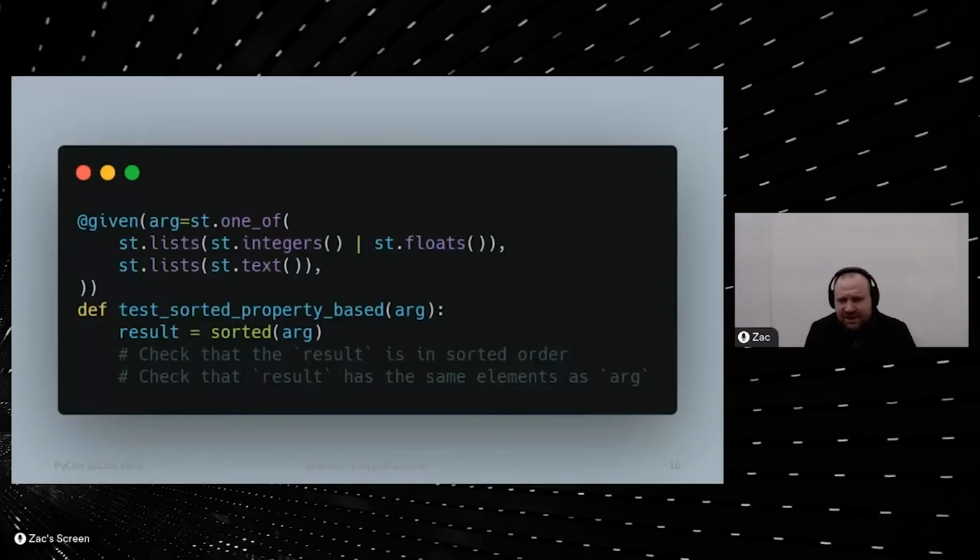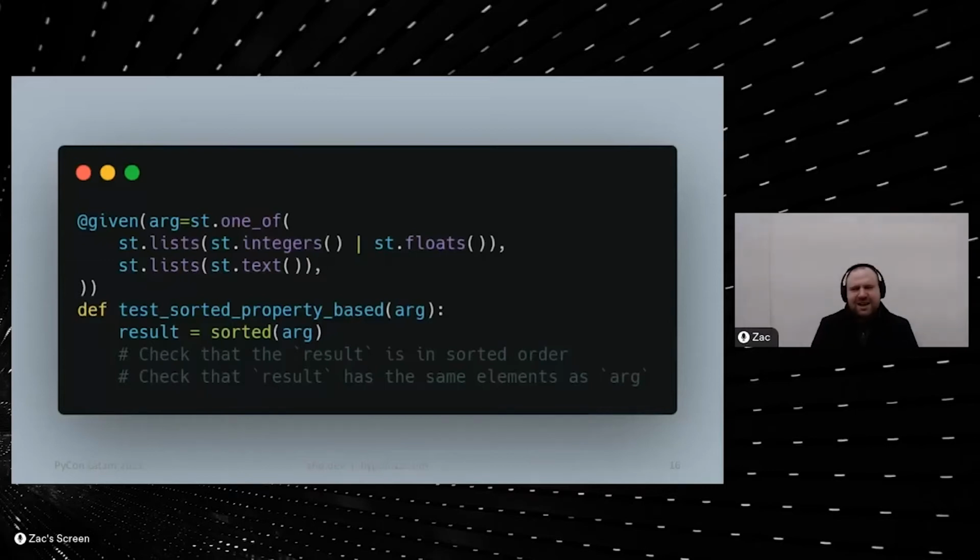So if we use the same test body with Hypothesis, we can say that given an argument which is either a list of a mixture of integers and floats of any length, or a list of Unicode strings, again of any length, then the same test should pass. Do you think it does?